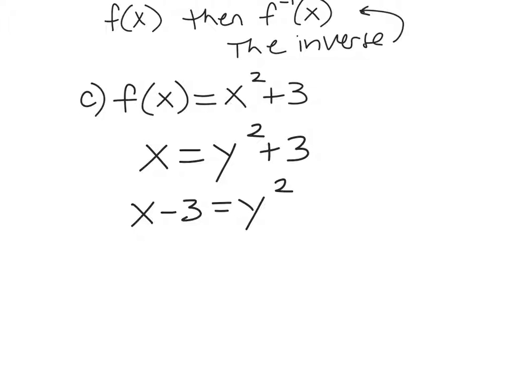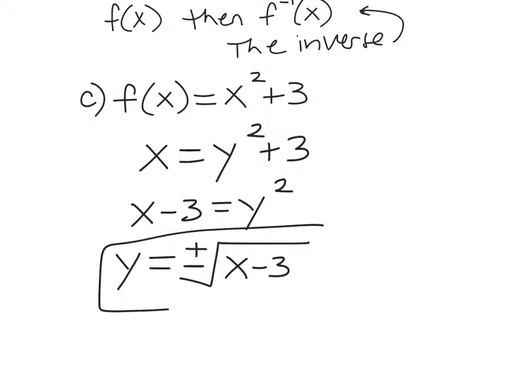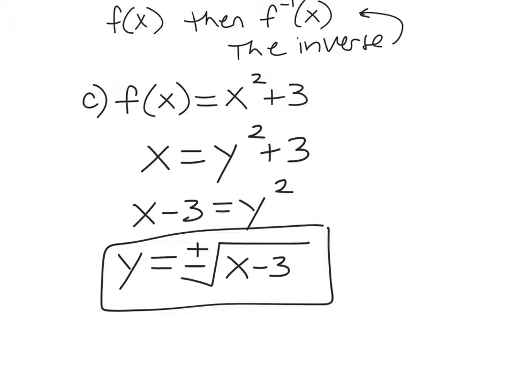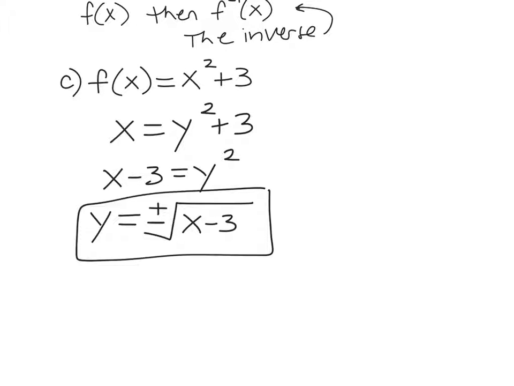Now we're solving for y, and y is squared. So what do we need to do? Square root. And when we take the square root of an equation, we need plus and minus square root. And so that would be the inverse. Don't forget the plus and minus. It's really important.